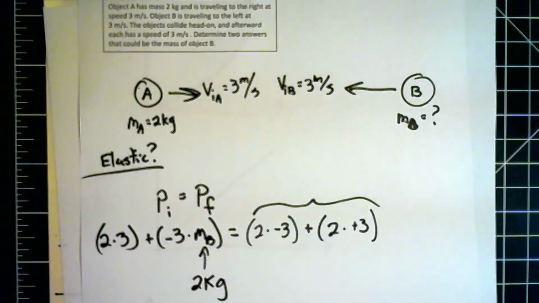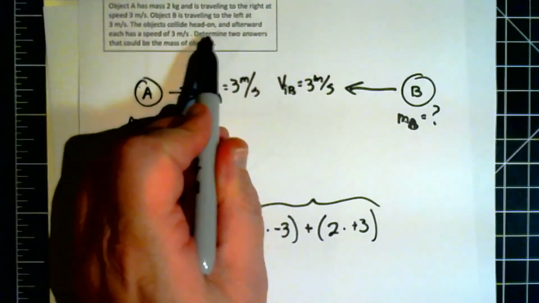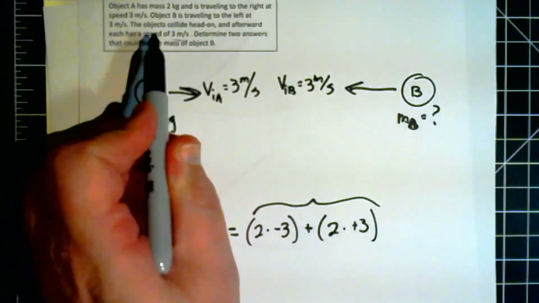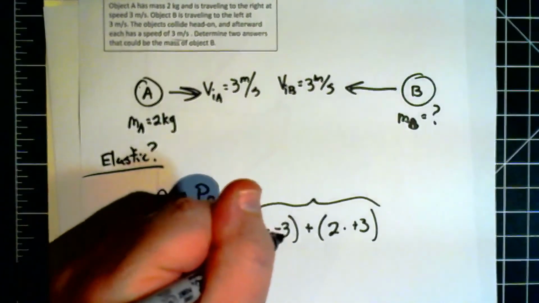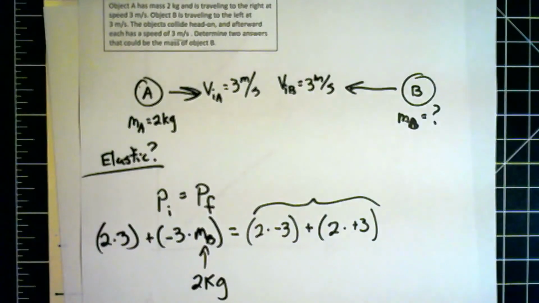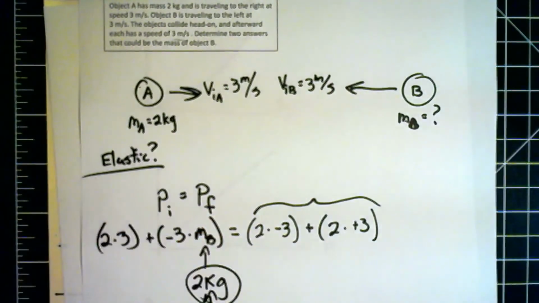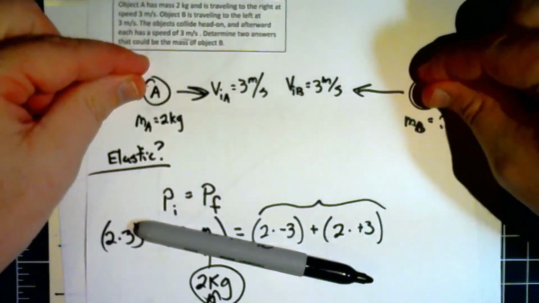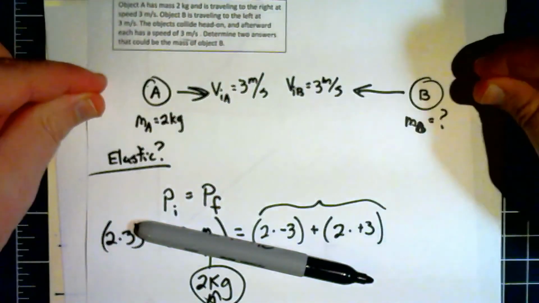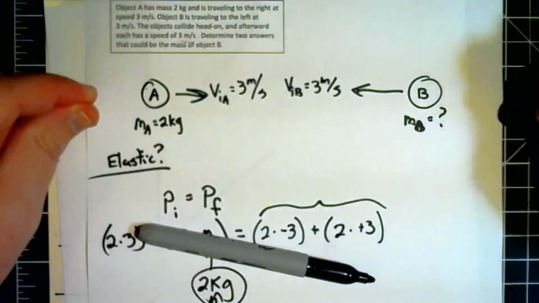So the only way for this to be true is if this is 2 kilograms, because it does say afterward each has a speed of 3 meters per second. Their velocities have to flip around, and the only way for that to be true is if this mass is also 2 kilograms. So the idea is you got these 2 balls, they come in here and hit, and then bounce right off. It's like 2 cue balls on a pool table going beep and bouncing off.